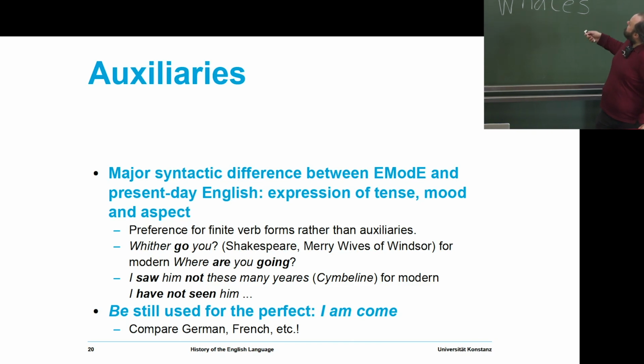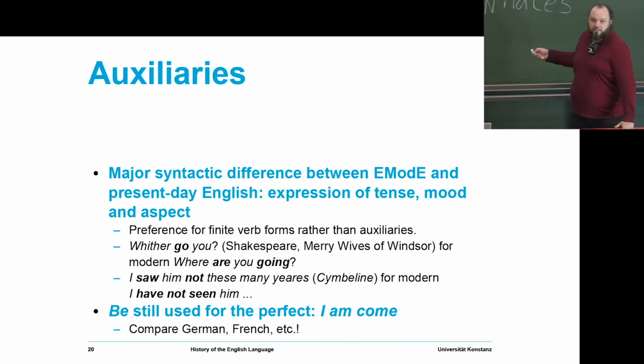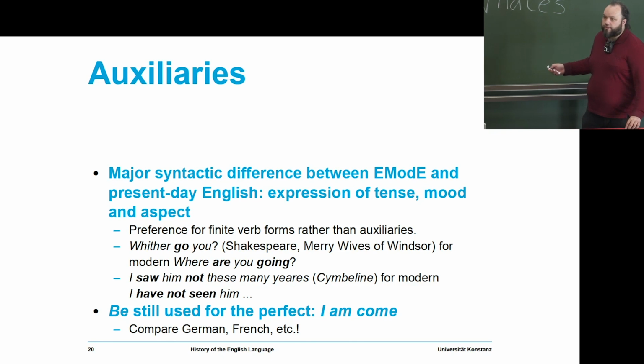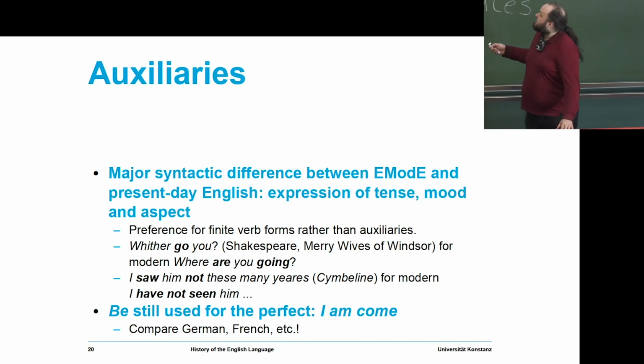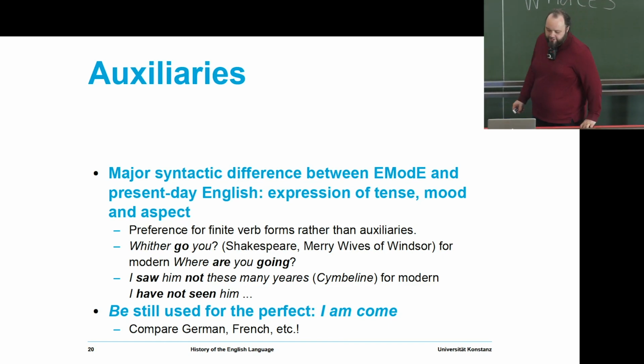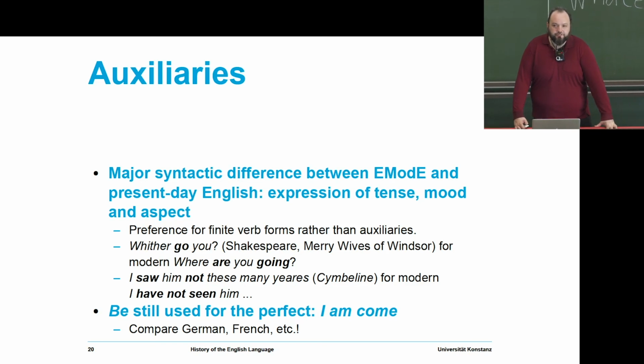So, for instance, in the early modern period, we see finite forms where today we would expect to see a form of be plus an -ing. So, whither go you, in Shakespeare's language, whither go you, would be where are you going in the modern language. And similarly, I saw him not gets replaced by I have not seen. You get a perfect periphrasis. This is a change that happens in many of the languages of Europe, incidentally. German underwent the same development.